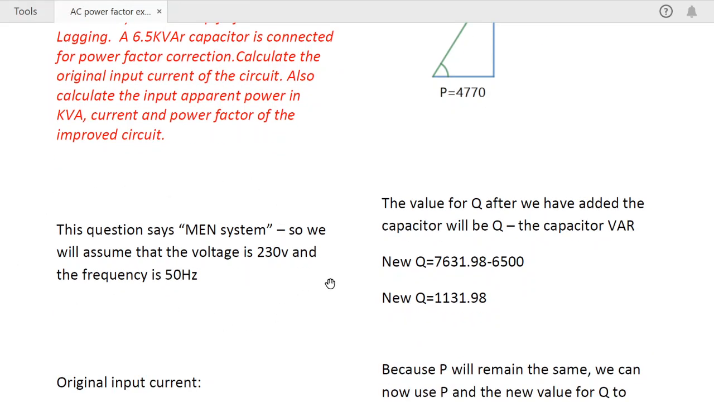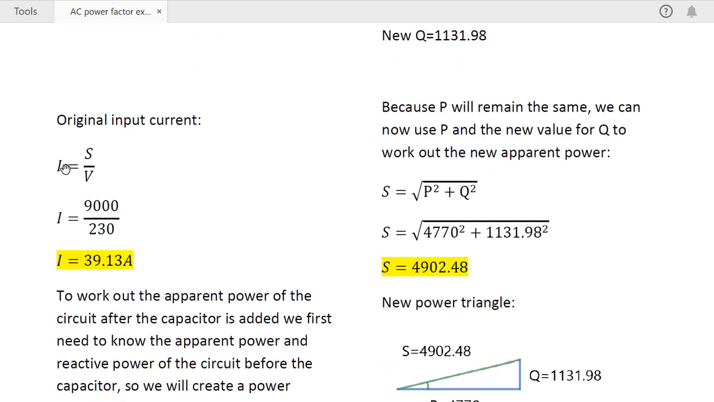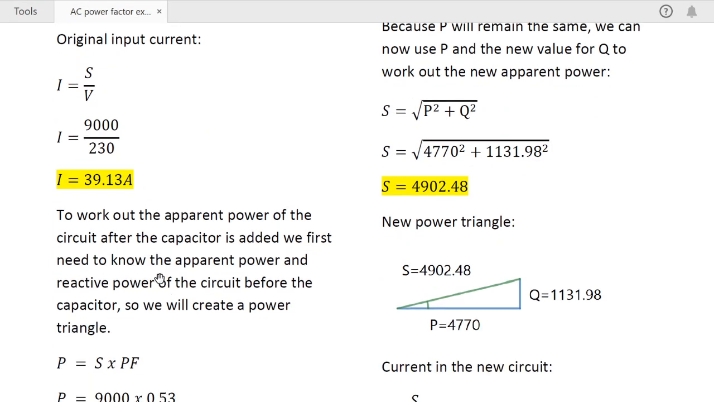Right, so the first thing I'll say, the question says MEN system, so we'll assume that the voltage is 230 volts and the frequency is 50 Hz. To get original input current, I equals S over V, so current equals power divided by voltage, 9,000, which we were given, 9 kVA, divided by 230 volts. That was our standard MEN voltage, gives us a current of 39.13 amps.